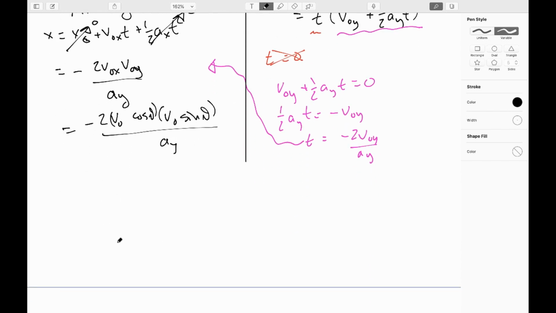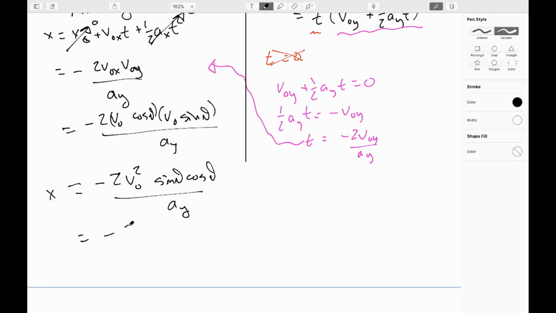Okay. So this finally gives me that x is equal to negative 2 v naught squared sine theta cosine theta over a sub y. And you could clean this up a little more if you're really clever with your half angle and double angle relations from trig, but you know what? Life's too short. Let's just plug and go.